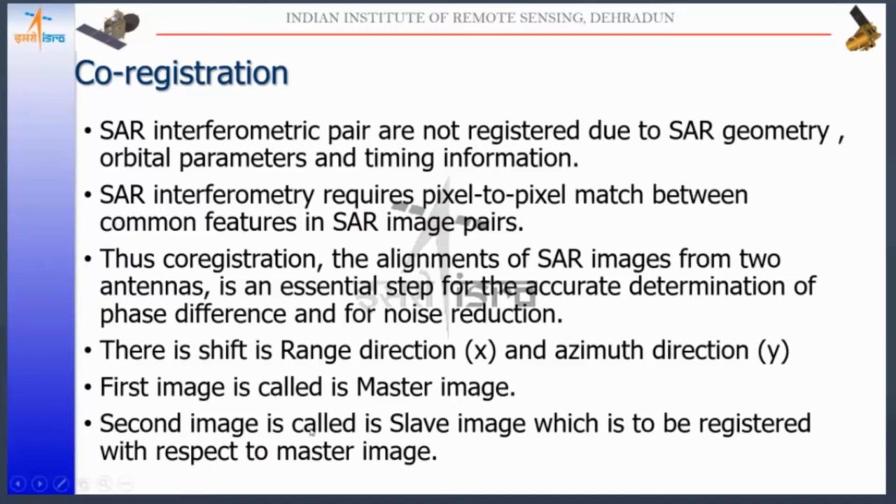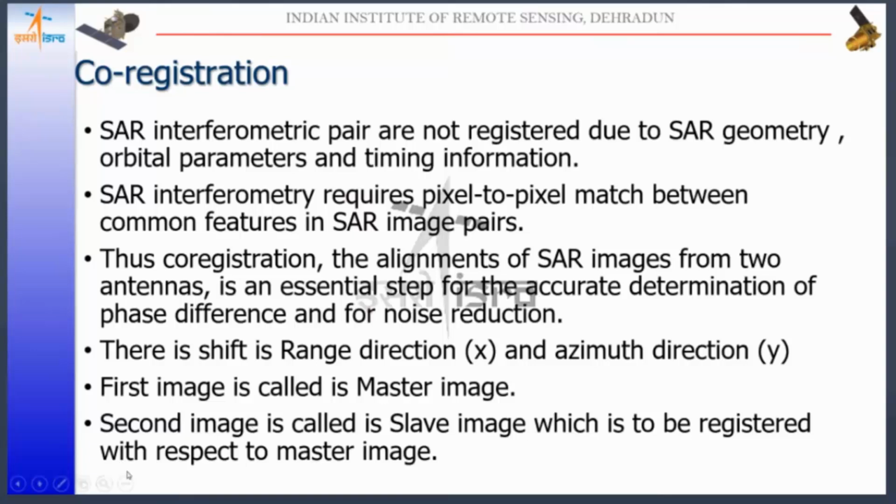SAR interferometry requires a pixel-to-pixel match between the common features in the SAR image pairs, because we have to find the phase difference at each pixel. So to subtract the phase of each pixel, first we have to register at the pixel level. Thus co-registration and alignment of the SAR images from the two antennas is an essential step. It has a shift in both directions, the range direction and the azimuth direction.